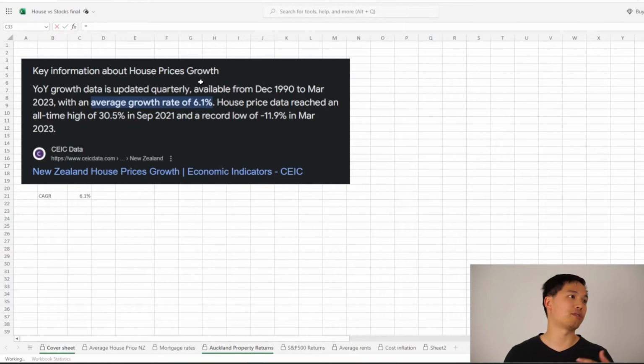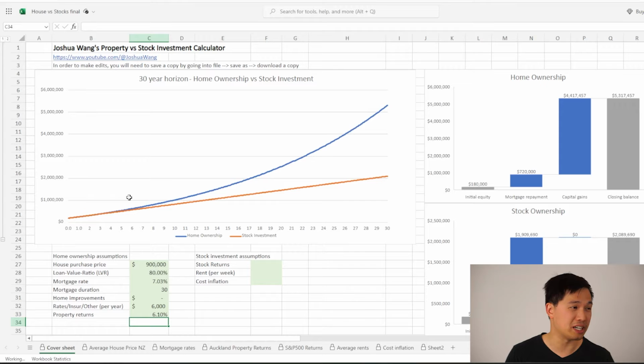So house price growth over a 30-year period between 1990 and 2023 was an average of 6.1%. So I'm going to use that number here, 6.1%. Seems pretty conservative because house prices tend to double every 10 years historically. So that's about 7%. 6% sounds about right. It's not too far off from 7% after all. All right, so these are our home ownership assumptions.